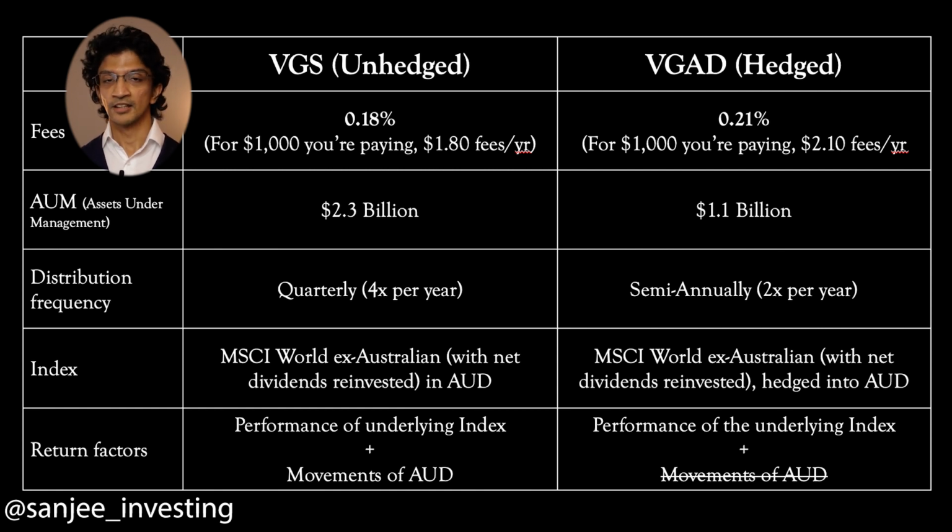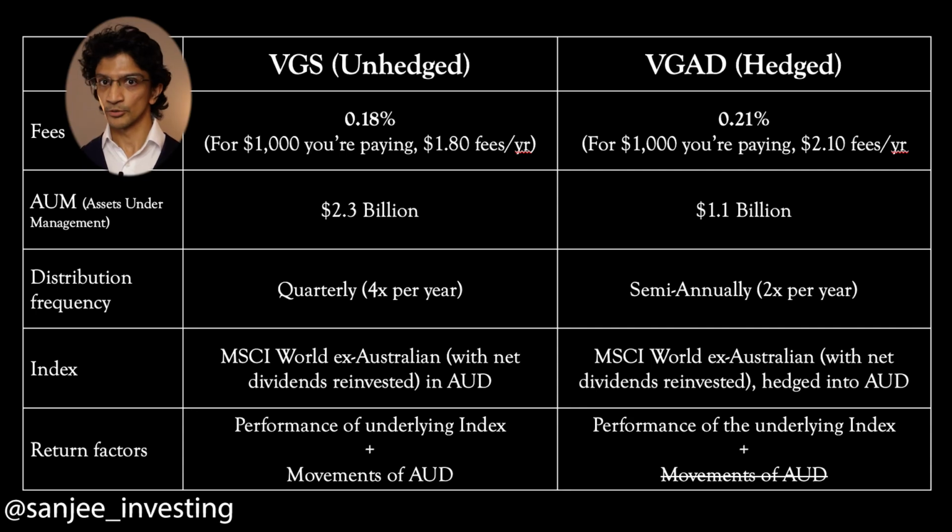Distribution frequency is basically how often they will pay out the equivalent of dividends for ETFs. VGS, 4 times a year, VGAD twice a year. Now the other differences are also the index and the return factors, which is just a term I've thrown up, but I'll talk about that a bit later.